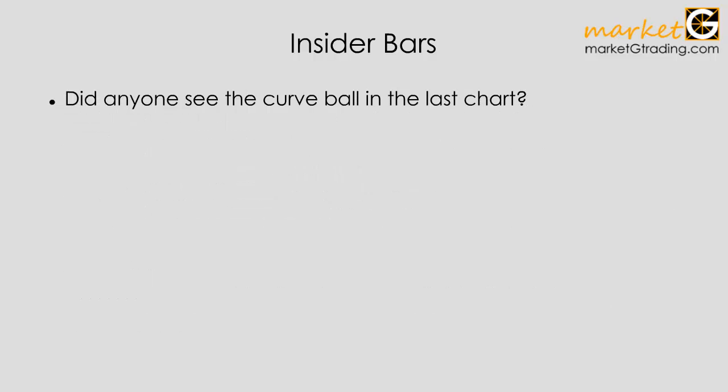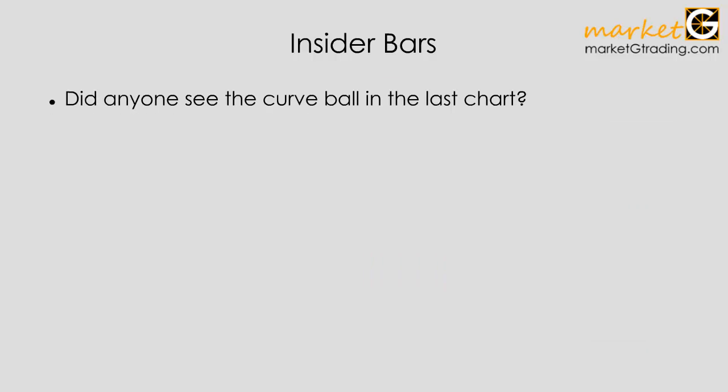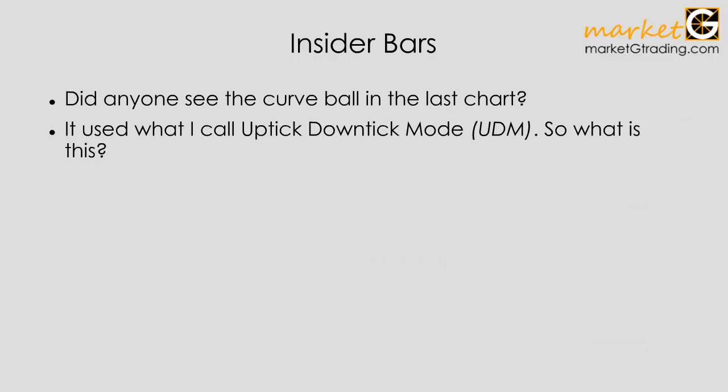Did anybody see the curveball in that last chart I showed you? Want to see it again? It used what I call uptick downtick mode. So what is this?